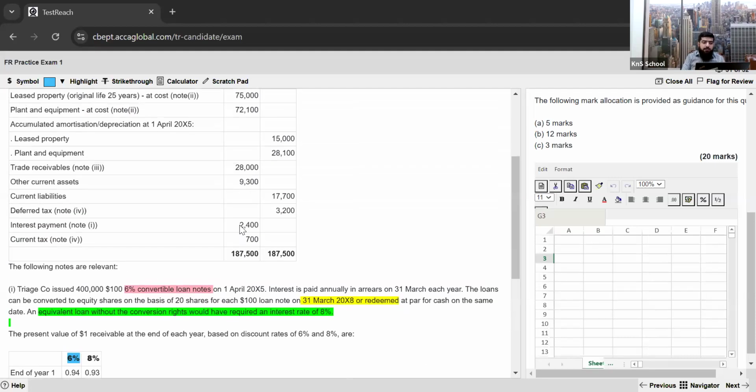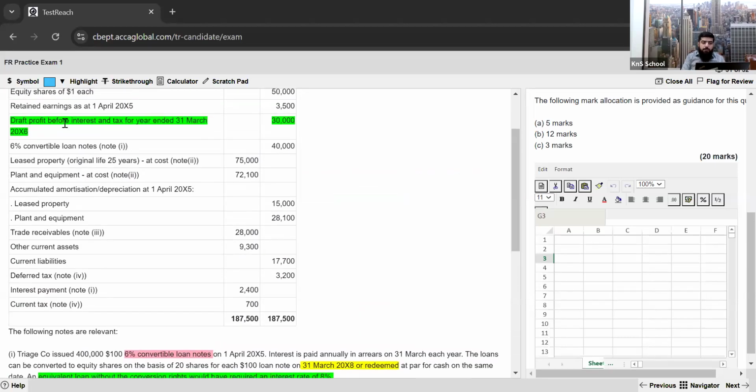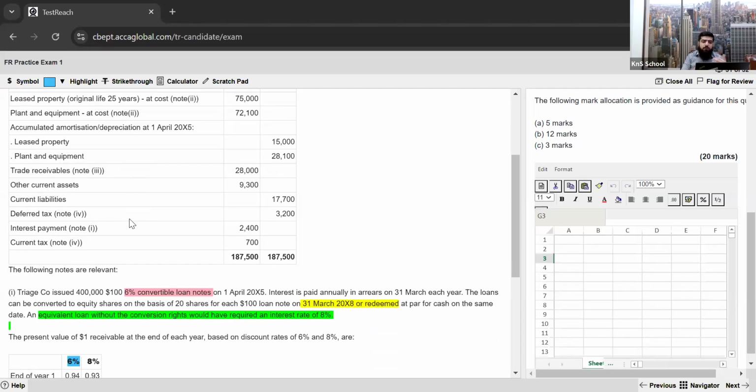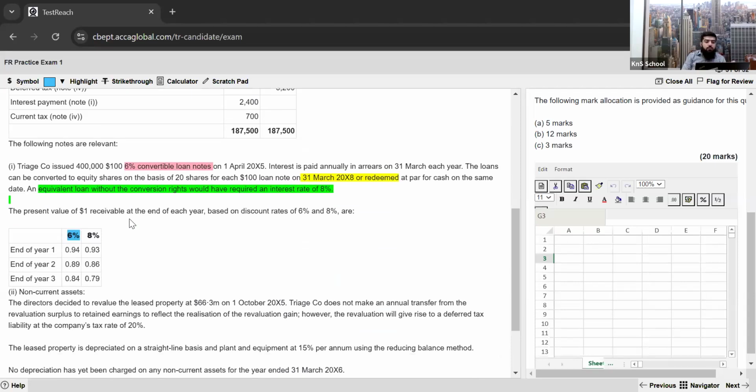You have been given the draft profit before the interest and tax, which means the interest expense for the year has not yet been accounted for. Income tax for the year has not yet been accounted for. And you have to adjust it. You have to account for that interest and the tax. So it means that you need to have an accounting treatment only for the one year.